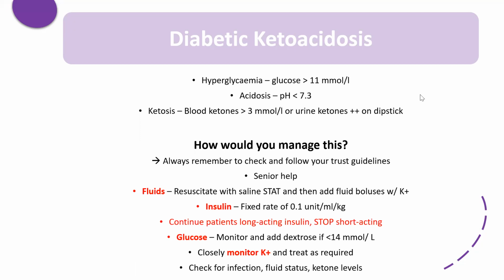And then you want to check for infection, fluid status, and ketone levels. Infections commonly predispose them to get DKA. Other causes are that they just missed a dose, they haven't been following the regime, or they didn't know they have a diagnosis of diabetes. Check the fluid status and monitor the ketone levels. So once you've done that, you've initially managed this patient. Always remember fluids before insulin.